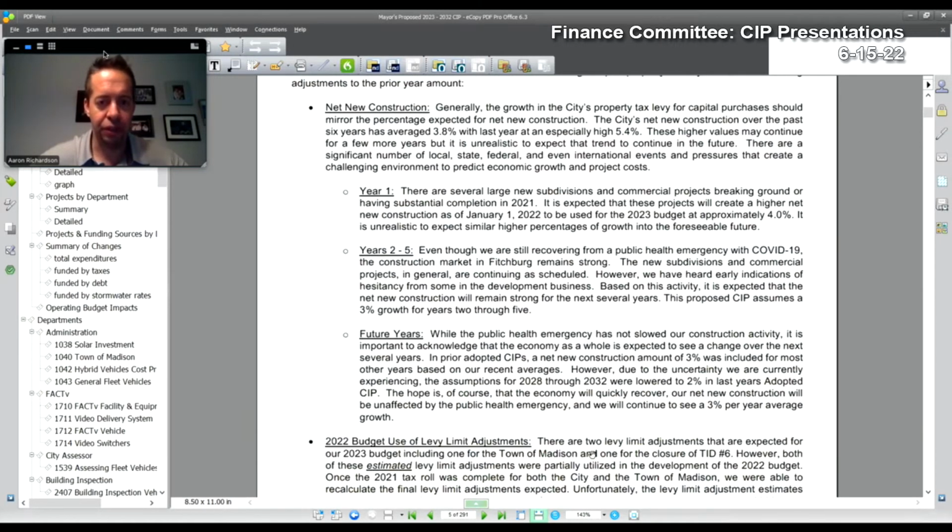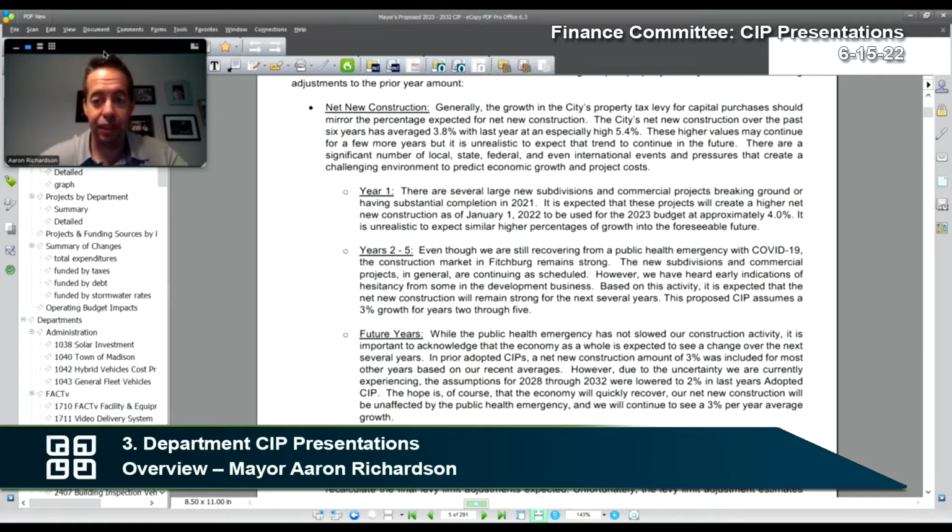Talking about net new construction, that's obviously a really important thing for us and really determines how we can increase our budget. We did very good last year at 5.4%. That's great and not something you should expect to have every year, but that is fantastic. That does help in a lot of ways.